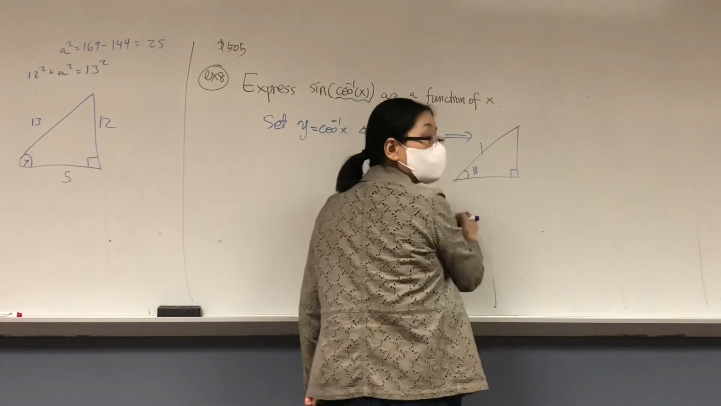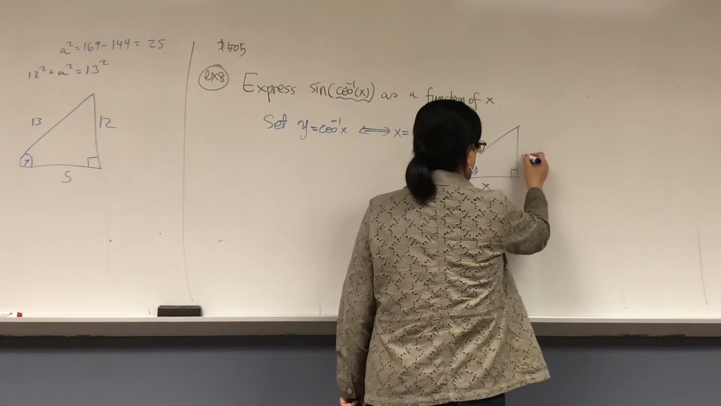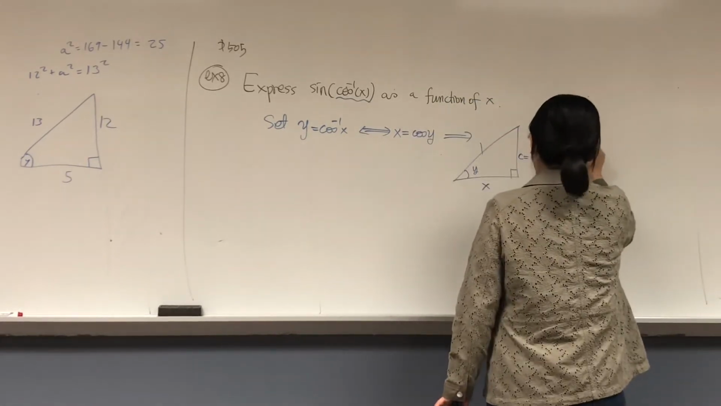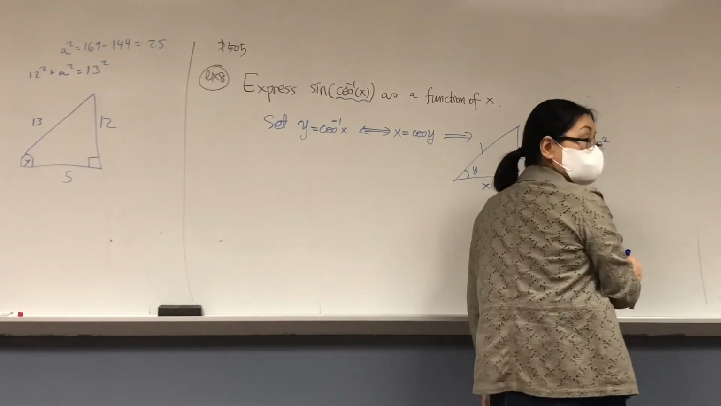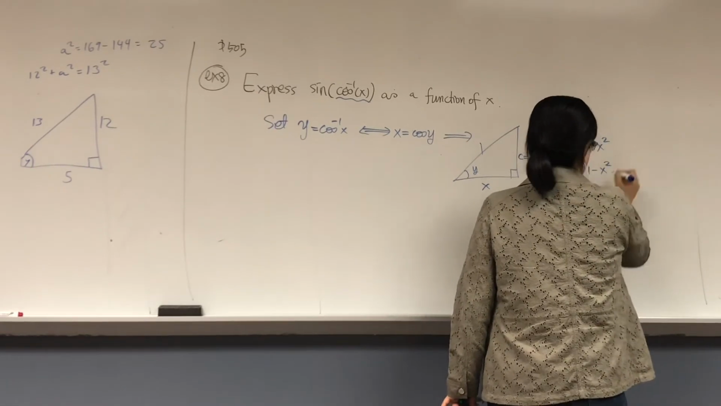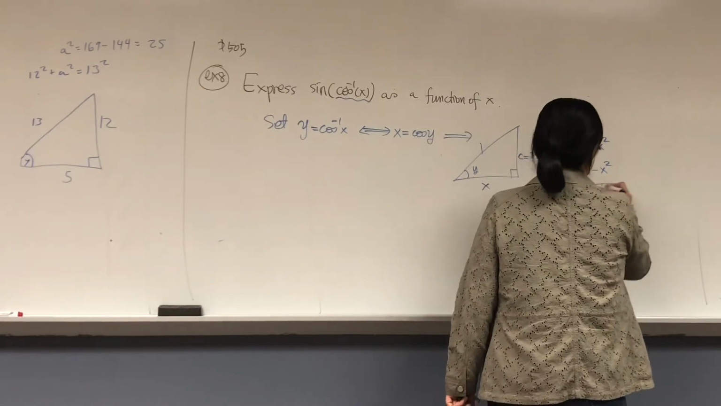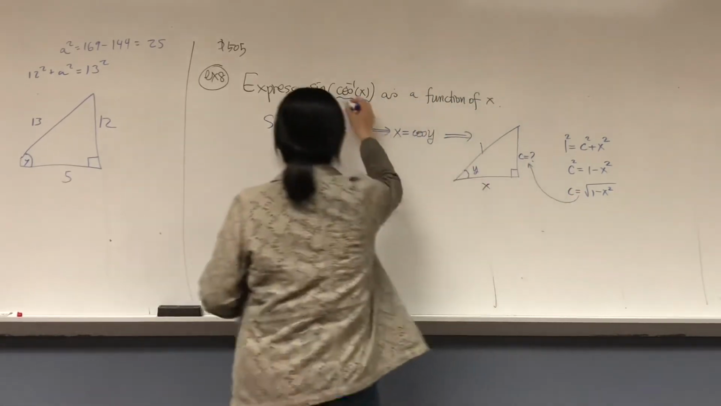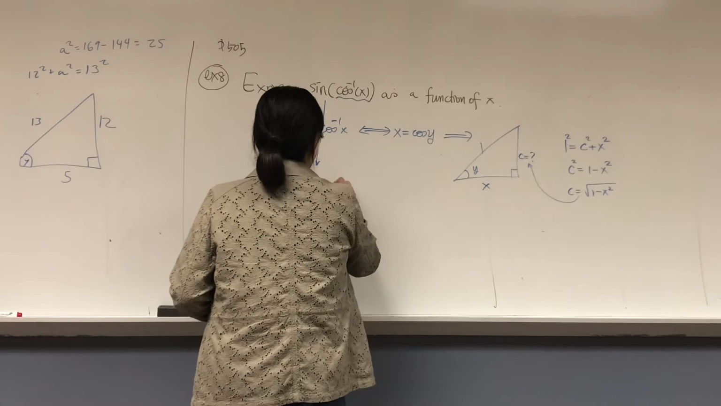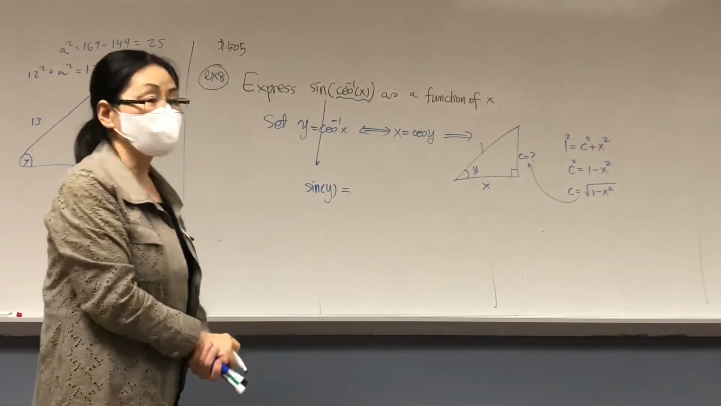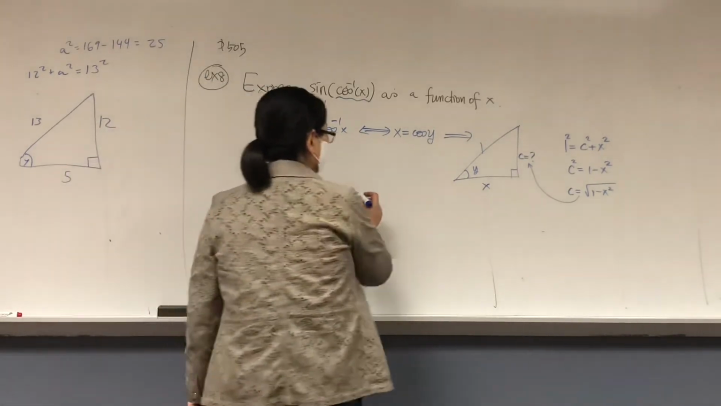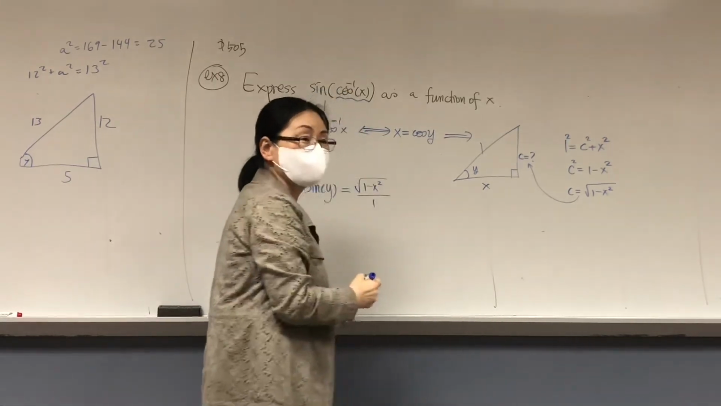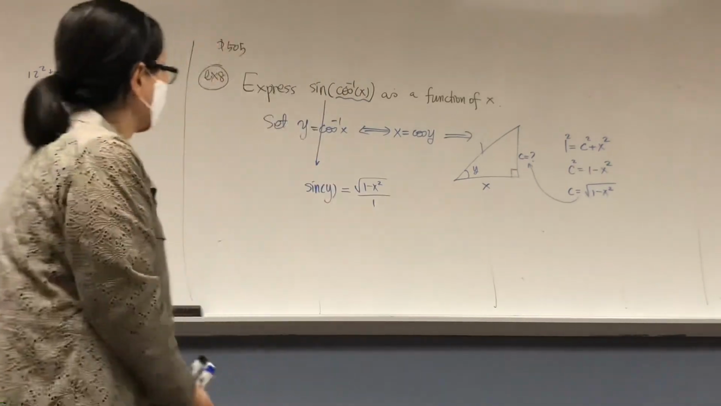And then how do you find the opposite side? Pythagorean theorem, yes. So you know that this is here. Now, go back here. Sine y equals what? From this picture, what is sine y? The square root of 1 minus x squared. Good. Do you understand?